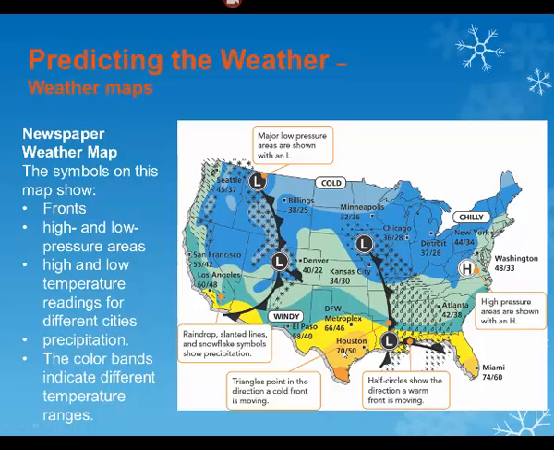Weather maps may show fronts, high and low pressure areas, high and low temperature readings for different cities, precipitation, and the color bands may indicate differences in temperature. Some weather maps also indicate whether there's precipitation and the type of precipitation. So over here, this would represent snowfall, whereas down here it would represent rainfall.